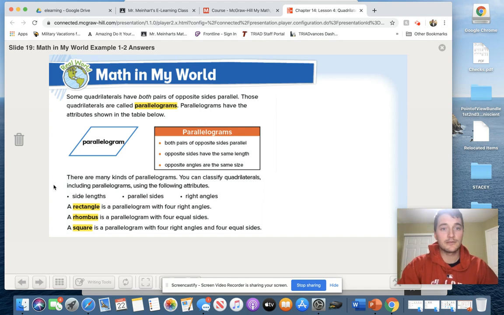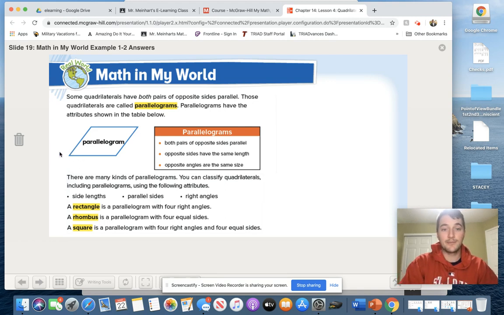So some quadrilaterals have both pairs of opposite sides parallel. Those quadrilaterals are called parallelograms. Parallelograms have the attributes shown in the table below. So parallelograms will always have both pairs of opposite sides parallel. So these two are parallel and these two are parallel. They'll always have the same amount of space in between them. Opposite sides have the same length. So these are all the same length. Opposite angles are the same size. So opposite angle, you see how this one's greater than a right angle, greater than a right angle, less than a right angle, and less than a right angle.